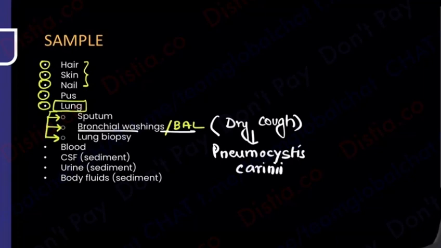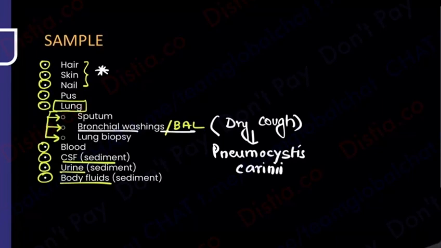Other than that, there can be blood sample. If there's a meningitis case like cryptococcal meningitis, you'll get a CSF sample. If there's urine or any body fluid involvement, you'll get a sample accordingly. So all said and done, what we mean by this is that depending on the site or the organ affected, you're going to get the sample. But yes, repeating, some of the most important samples will be hair, skin and nail.